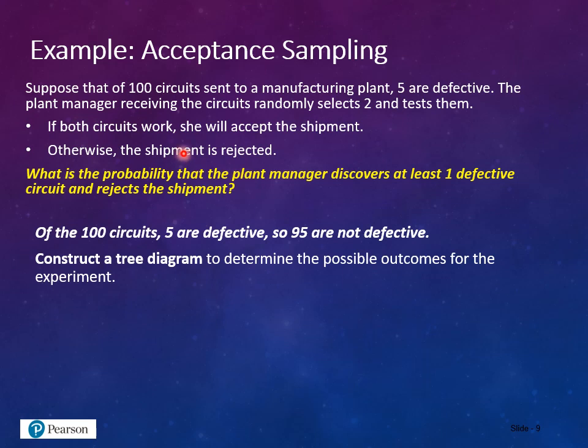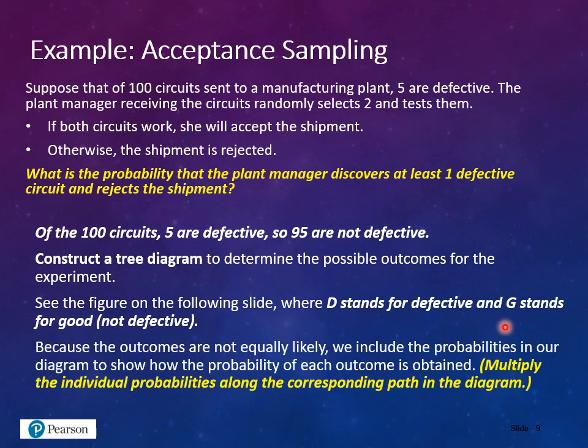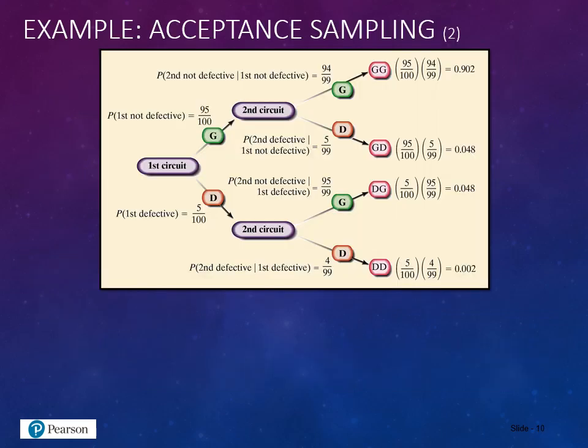Now, each circuit is either good or bad. So it's really similar to the gender problem where it's boy or girl. Here we have good and or defective. Okay? So in the next slide, we're going to look at that tree diagram where D stands for defective and G stands for good or not defective. And because the outcomes are not equally likely, we include the probabilities in our diagram to show how the probability of each outcome is obtained. Remember, we multiply the individual probabilities along the corresponding path in the diagram. Okay?